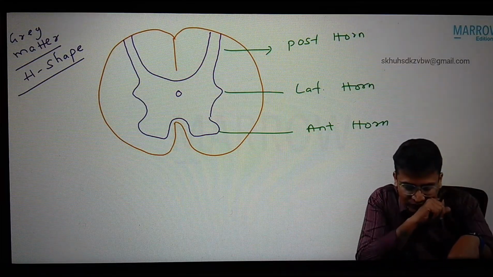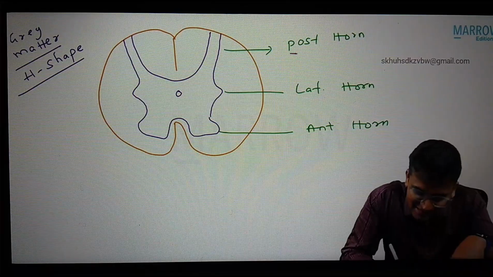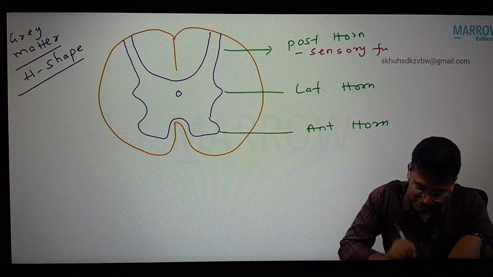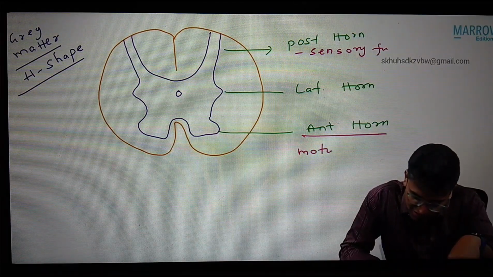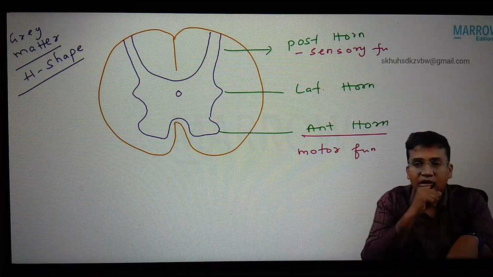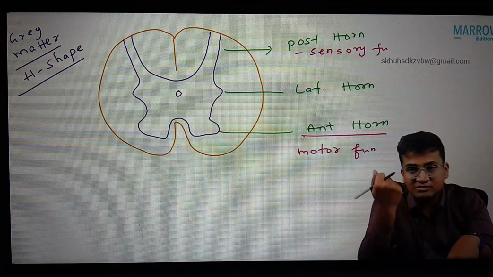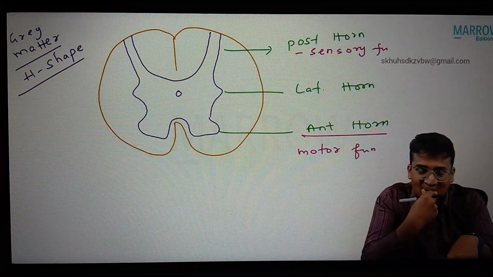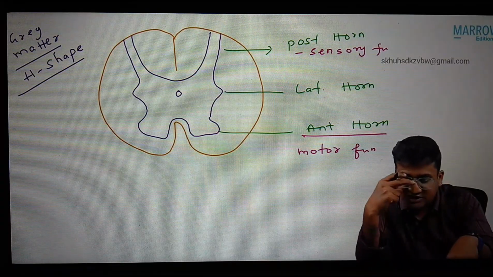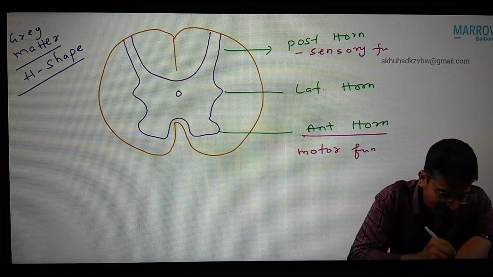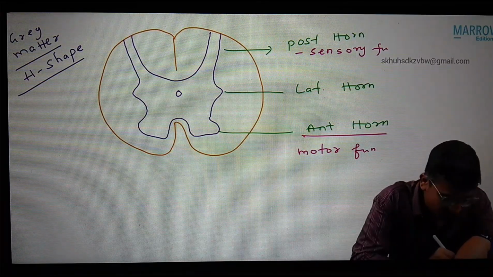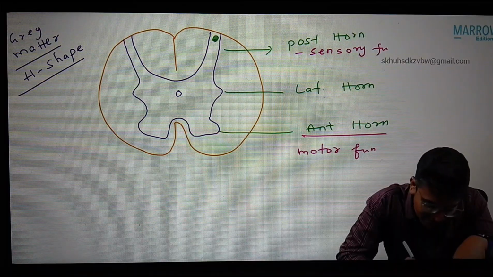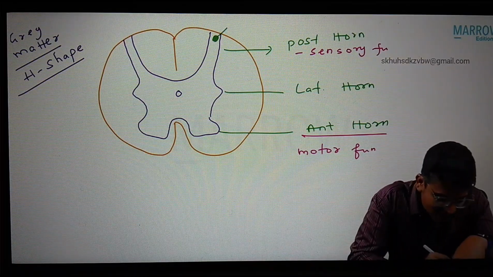Now the posterior horn is sensory in function. The anterior horn is motor in function. That means the sensory nuclei are present in the posterior horn and the motor nuclei in the anterior horn. Now what are the nuclei present in the posterior horn? In the posterior horn, we have number one, substantia gelatinosa. This one is the substantia gelatinosa.